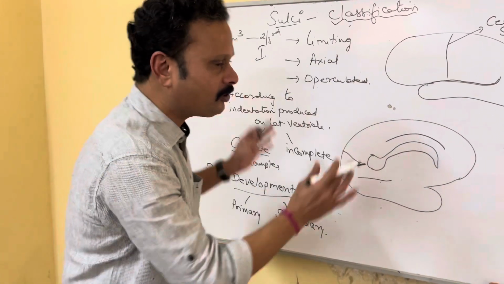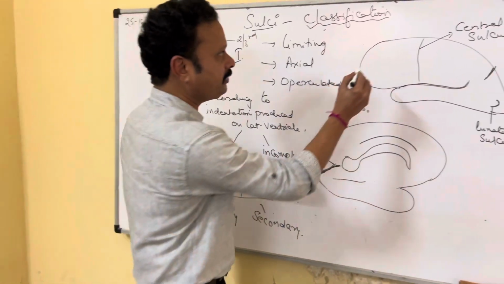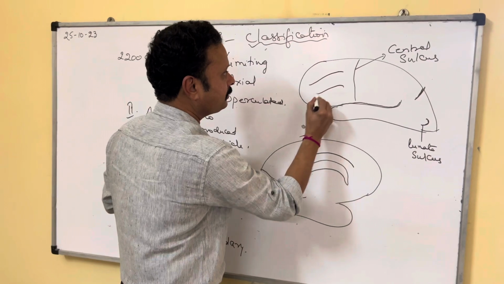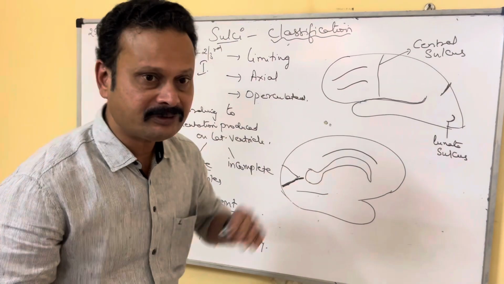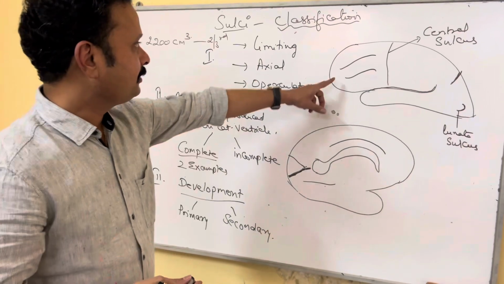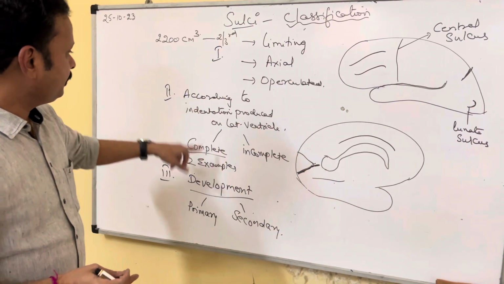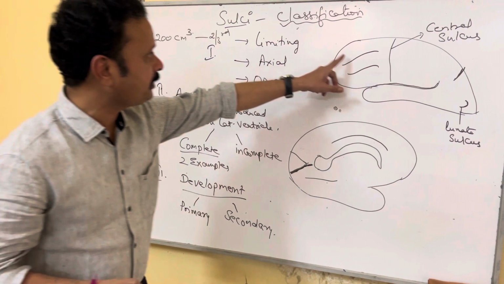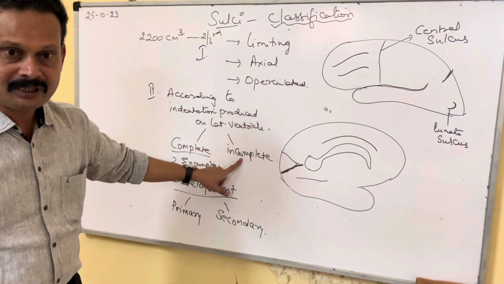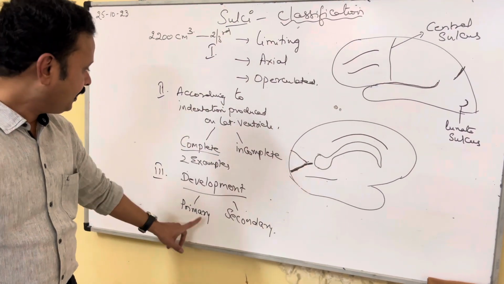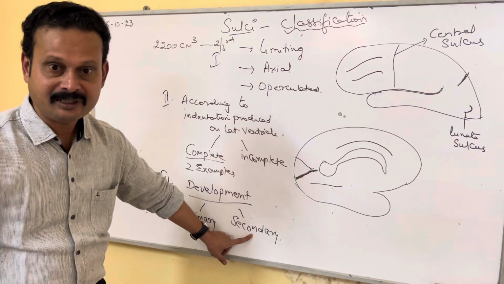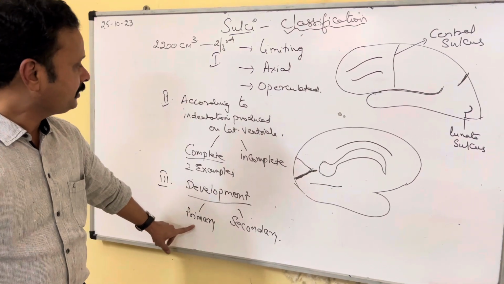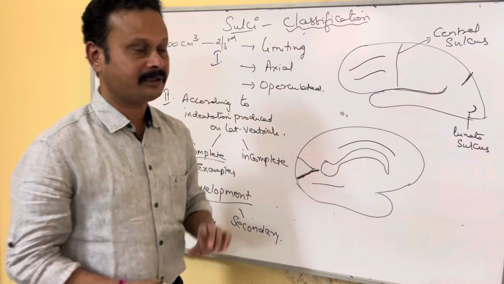So this is all about the classification. Now by chance, if anyone asks you, this is the superior frontal sulcus, this is the inferior frontal sulcus, what type of sulcus is it? It is not producing anything on the lateral ventricle, so it has to be incomplete, and it is primary because it is not grown according to secondary influence. So you can say it is primary and incomplete type of sulcus.